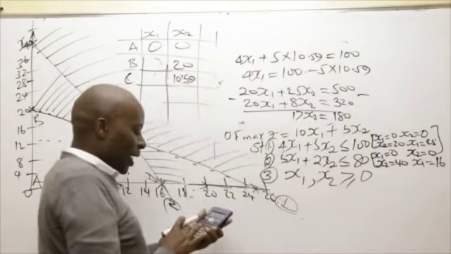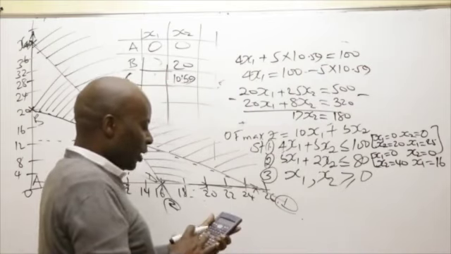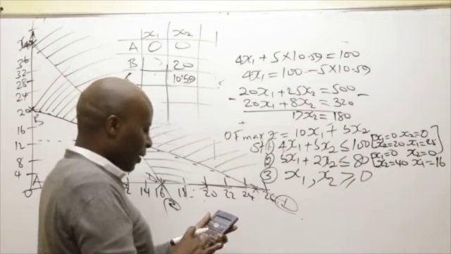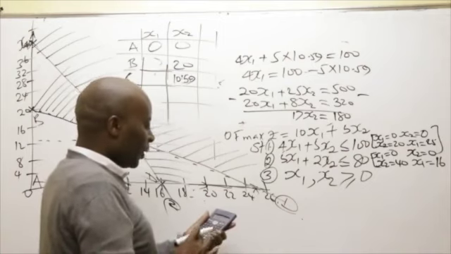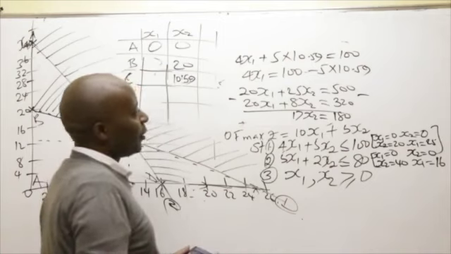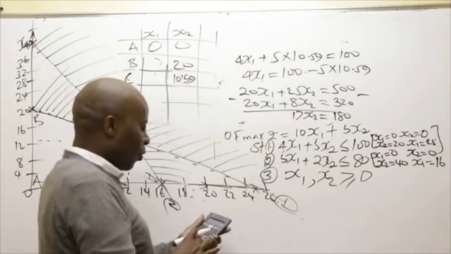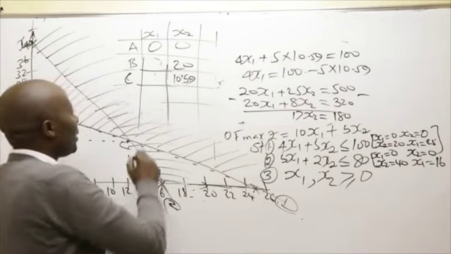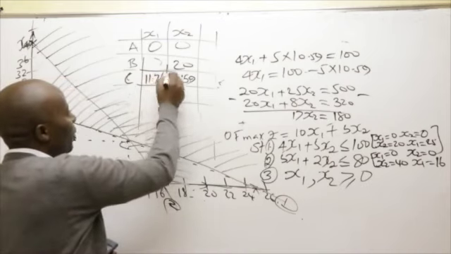So we have here 100 minus 5 times 10.59, which gives me 47. So I want this to be divided by 4, so that I can be left with x1 alone. So then this will give me 11 point what here? 11.76.